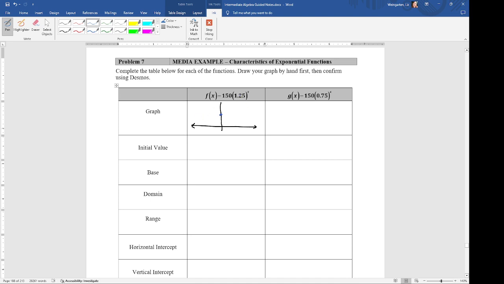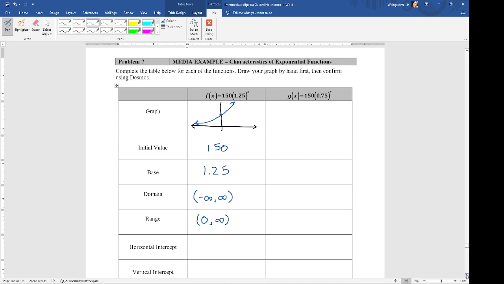And we have a positive base, so it's going to be increasing. The initial value is 150. Base is 1.25. Now the domain for exponential functions is all real numbers, so we go from negative infinity to infinity. The range, it never crosses the x-axis, but it can get really close to 0, so we're going to go with a soft bracket from 0 to infinity.